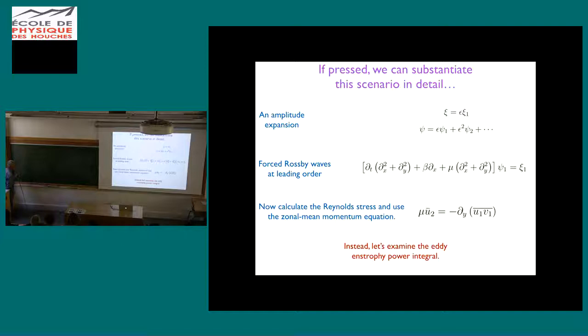So that's what I'm saying here. If you can solve the leading order problem, you can then calculate the Reynolds stresses, assume that the zonal mean flow is steady, and that's your prediction of U-bar. It's a very detailed and straightforward way of calculating the zonal mean flow.